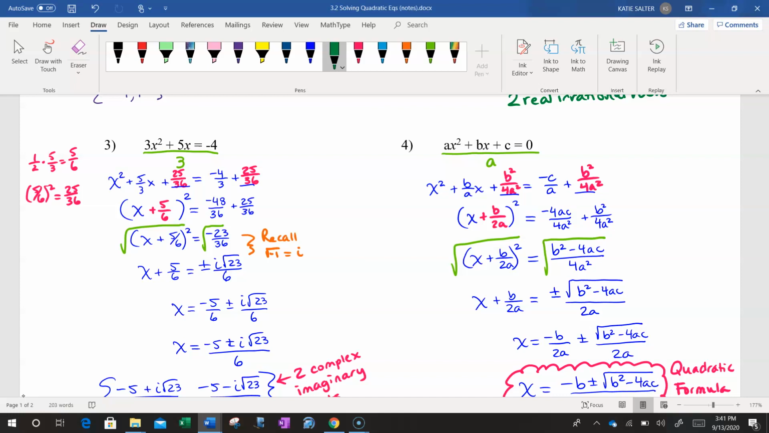You set up your binomial squared. You take half the coefficient of the linear term, so half of 5/3. You can see where I worked it over to the side is 5/6. We then square it and add it back to each side, so that's 25 over 36.